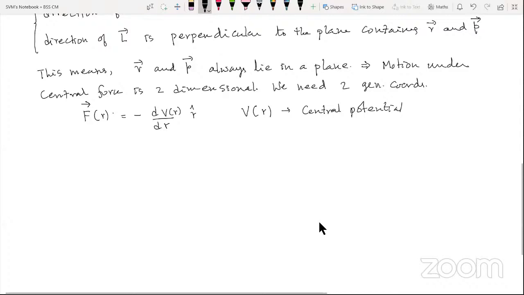For example, if you have a force which is equal to minus k divided by r square into r cap, then this implies the potential is going to be equal to minus k by r. Potential is a scalar quantity and force is a vector quantity, but you can obtain this from the negative gradient of this potential. So this is called a central potential. Now potential depends only on r, so it is always better to choose generalized coordinates as polar coordinates. That is, you choose r and theta, so that the potential depends only on one of them. So it is convenient, a better choice.